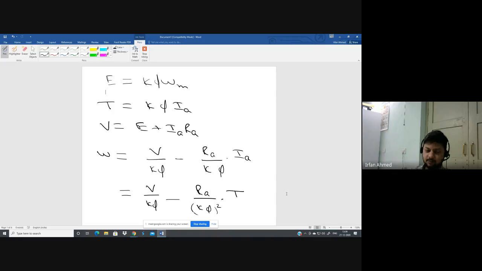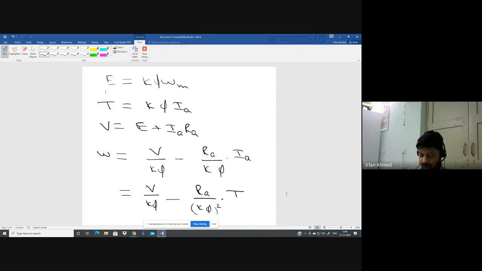And this is for any general DC motor, not only for shunt or series. These are for every DC motor. The speed omega is equal to V upon K phi minus Ra upon K phi whole square multiplied by the torque, where V is the applied voltage, K is a constant, phi is the flux per pole, Ra is the armature resistance, T is the motor torque, and Ia is the armature current.